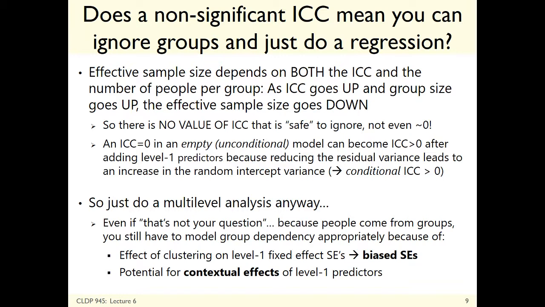Nah, you would think so, but what happens when we add level 1 predictors that explain residual variance? What happens to your random intercept variance? You answered this last time, Claire. I'm calling on you. Goes back up. So you can end up with a non-significant intraclass correlation in an empty model that becomes significant and sizable after residual variance is explained, bumping it back up.